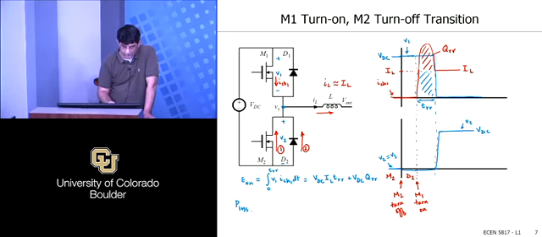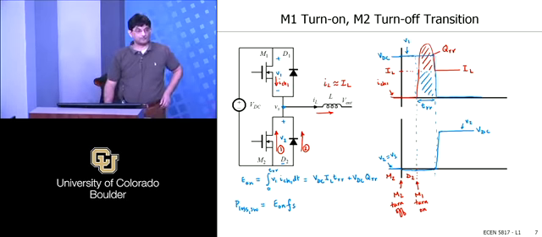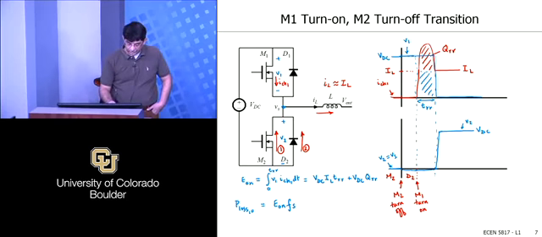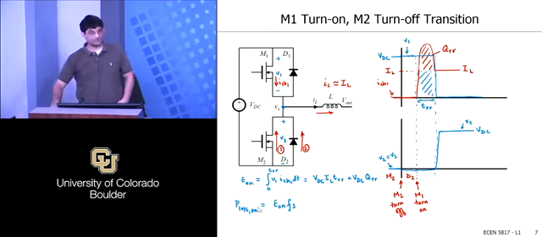The loss in this switching transition is essentially going to be E on times your switching frequency, right? And this is really loss in M1 during the turn on transition. So maybe I'll just call it the turn on transition loss.